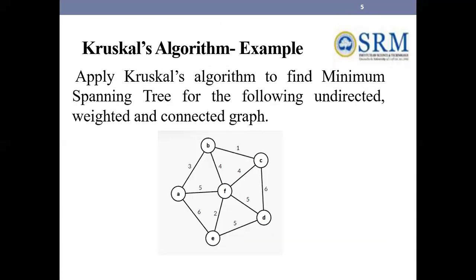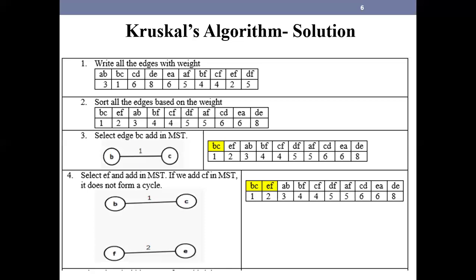So we are taking a connected weighted graph, an undirected graph. For this graph, we are finding the minimum spanning tree by applying Kruskal's algorithm. The first step, write all the edges with weight. So we have to find out all the edges and write them with the weight. And second step, sort all the edges based on the weight in increasing order, that is in ascending order.